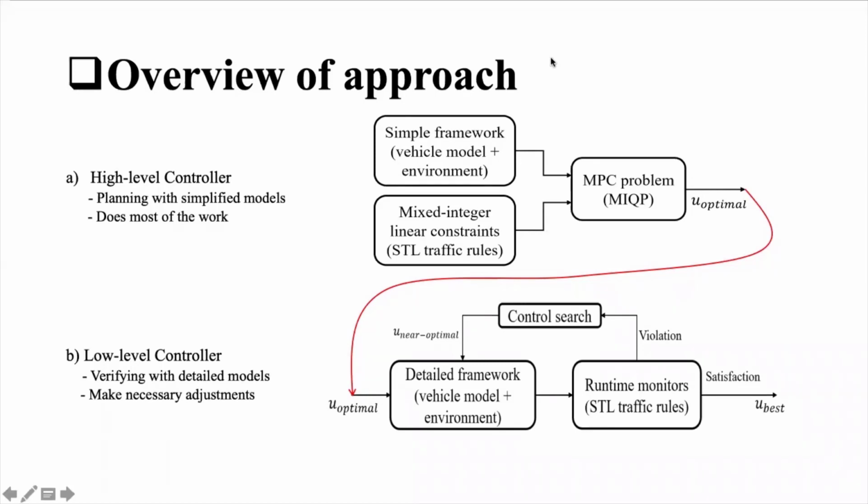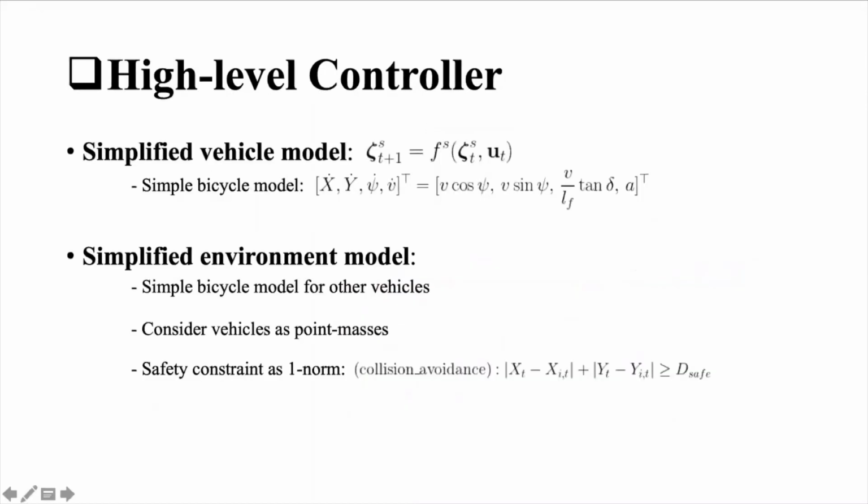Now, in the following, we detail each level of the algorithm. In the high-level controller, as a simplified vehicle model, we use a simple bicycle model for the dynamic model of ego, and we also use the same model for predicting the trajectories of other vehicles. Moreover, as a simplified environment model, we consider all vehicles in the environment as point masses, and to impose the safety constraint as a linear constraint to the optimization problem, we check the first norm of the distance between ego and other nearby vehicles in the environment to be bigger than a known safety distance.